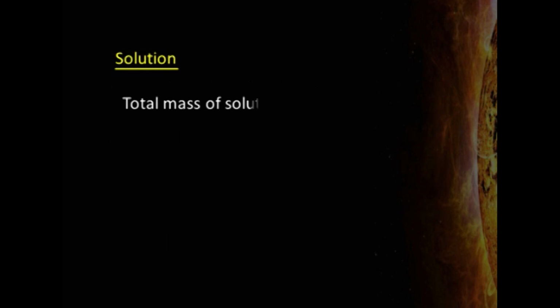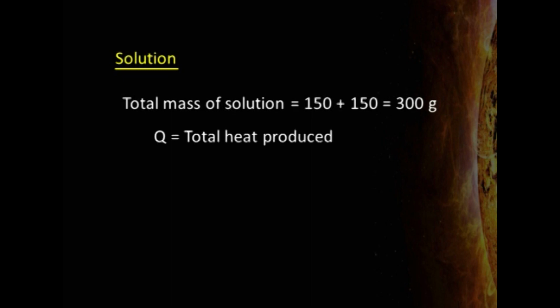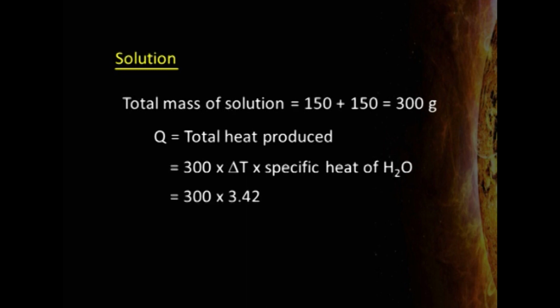Now the total mass of the solution will be equal to 150 plus 150, which is equal to 300 grams. Q is equal to the total heat produced. So Q will be equal to 300 multiplied by delta T multiplied by the specific heat of water, which is equal to 1 calorie. Therefore, Q will be equal to 300 multiplied by 3.42, equal to 1026 calories.